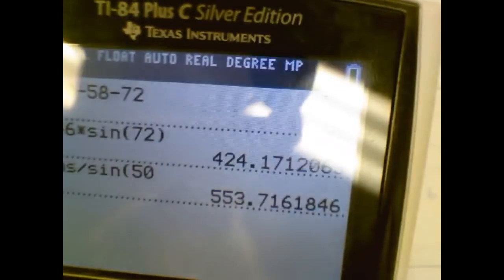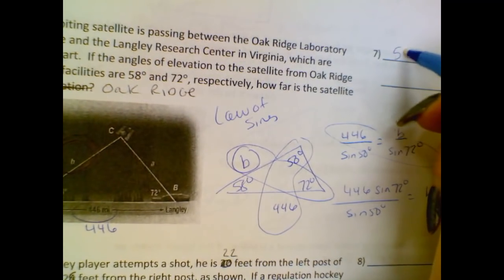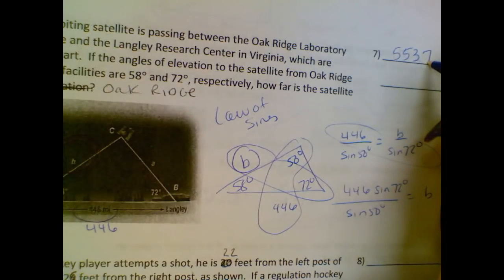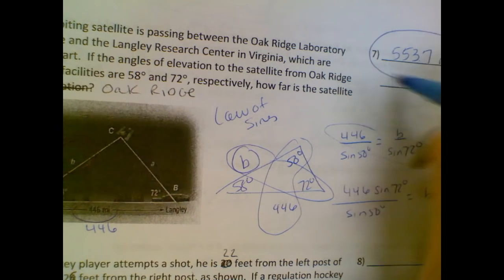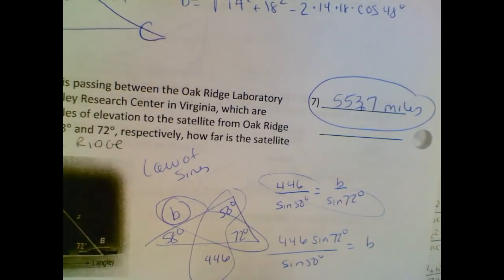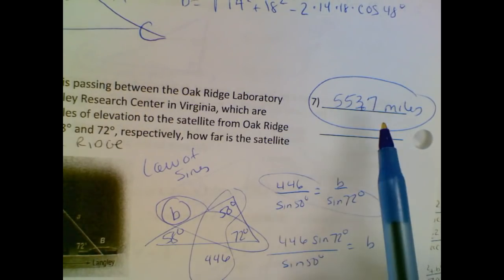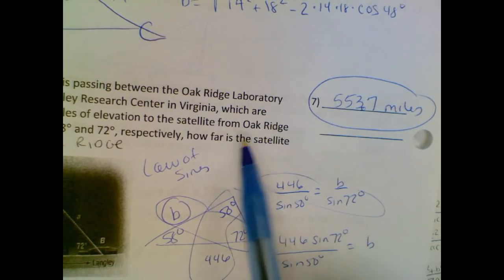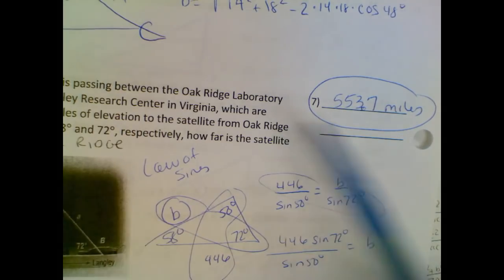$553.7. So 553.7. And this was in miles. So make sure you have miles in there because it's a word problem. And that's how many miles you are apart from Oak Ridge. That's the satellite. Now the satellite, you got to remember, the satellite's in the air, so that is supposed to be far. Satellite's in the air, and you're going from Oak Ridge.